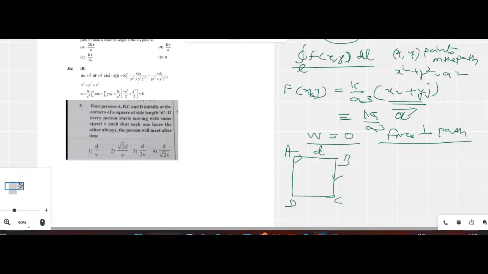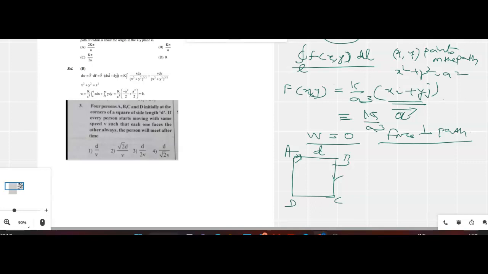So this person will start looking at this one and will move, this person will look at this fellow, and this fellow will look at this fellow, this fellow will look this way. That means after some time, suppose this fellow goes through a small distance, this fellow would have gone this distance. So as he walks, he will be looking at this fellow. Then the problem looks quite complex.